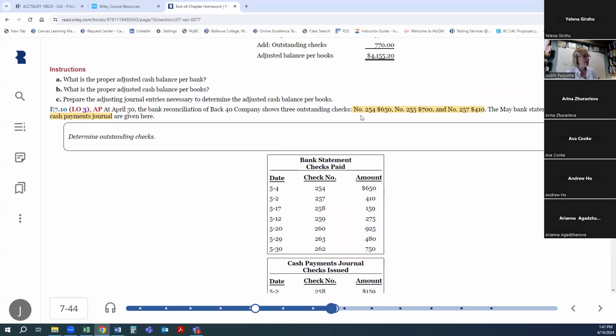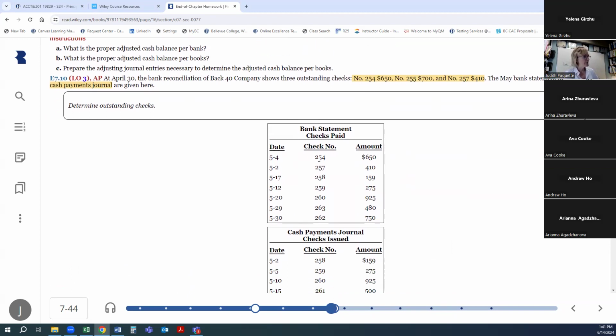And so it's helpful to know what the outstanding checks were at the beginning of the month, so we can see if they cleared. So as of April 30th, these 3 checks were outstanding, but we can see 254 cleared, so it's not outstanding anymore. We can see 255 did not clear. 255, I don't see it on the bank statement unless you guys do. All right. So I'm thinking that did not clear, and 257, it did clear.